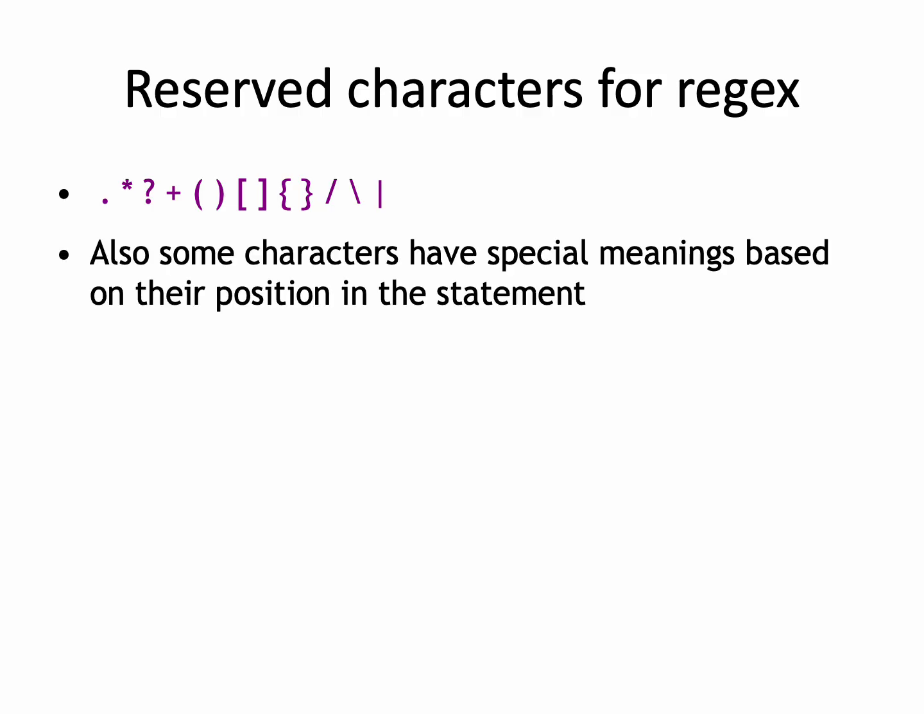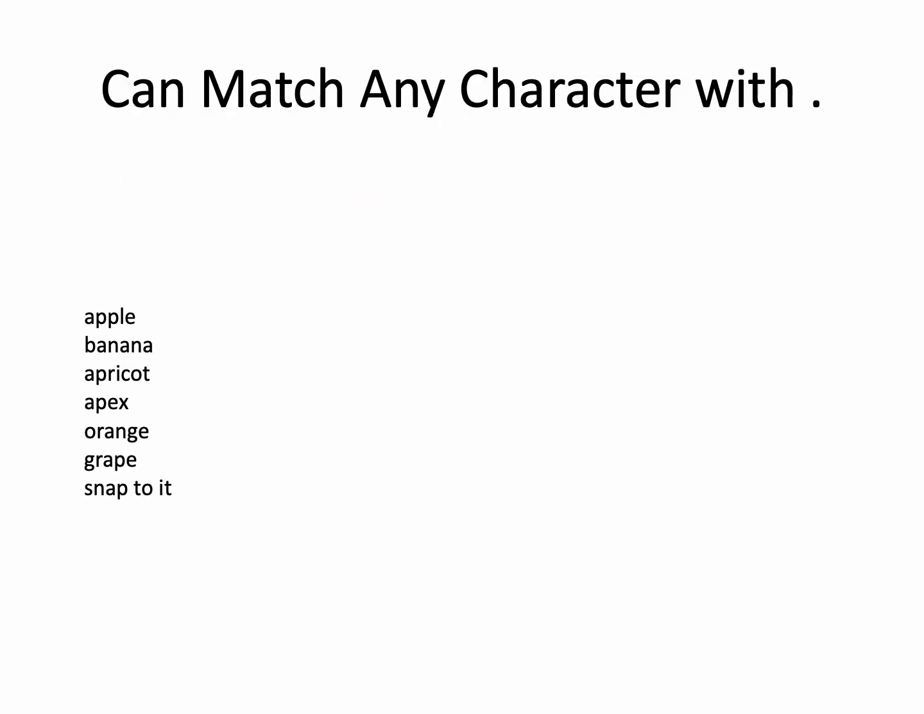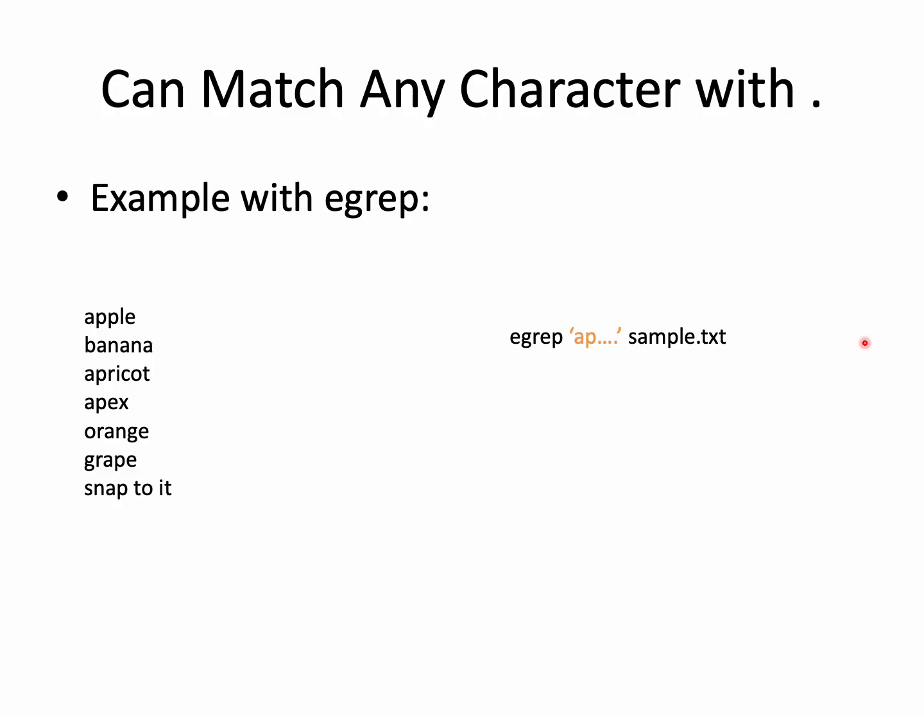There are some reserved characters for regex, so if you're using grep, these things have special meanings and they do something different to find particular patterns. Some characters have special meanings based on their position in the statement. You can match any single character with dot. So for example, let's say I had this file with a bunch of words in it: apple, banana, apricot, apex, orange, grape, and snap. And I did egrep or grep ap dot, dot, dot, dot.